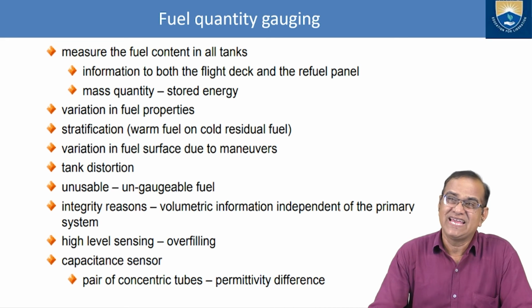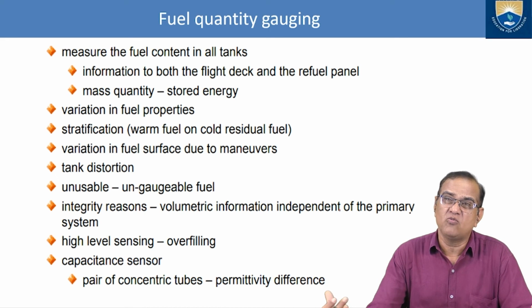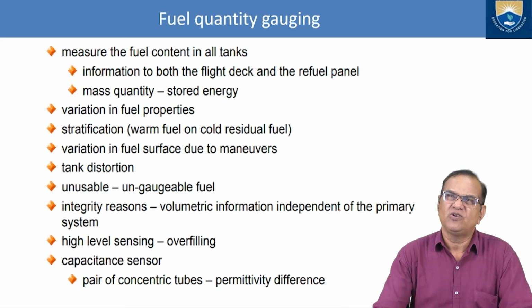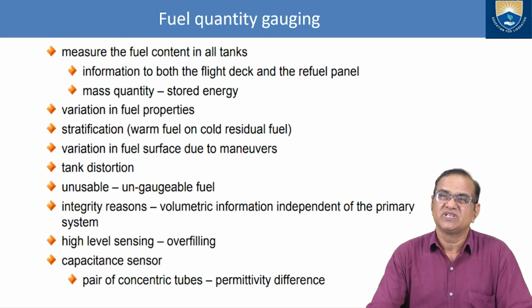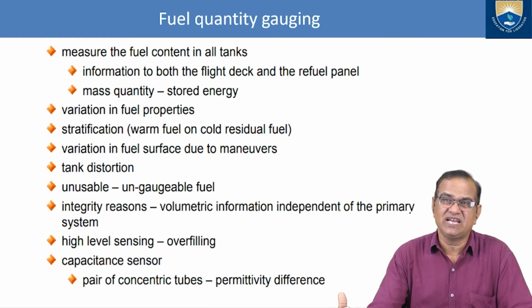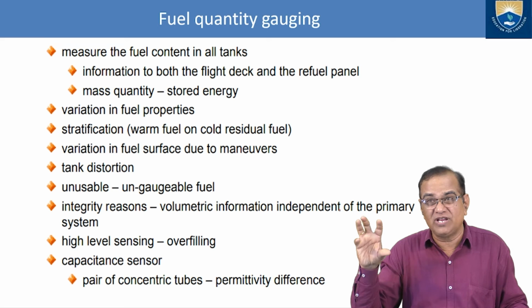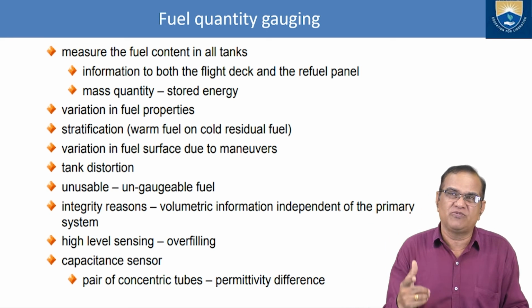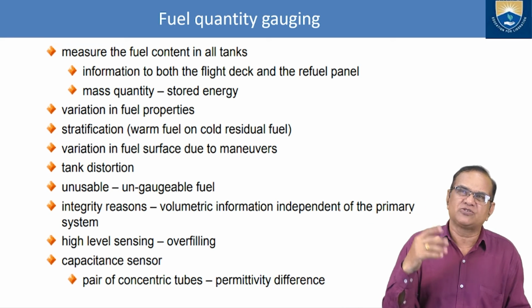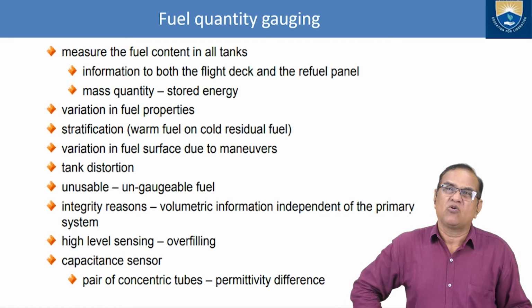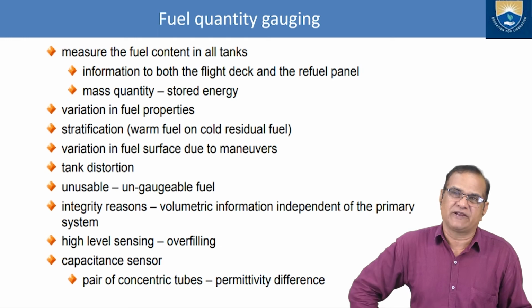Fuel quantity gauging: we should also be able to measure how much fuel there is in the tank. Measure the fuel content in all tanks. The purpose of this gauging is to measure how much fuel is there in each and every tank. Information to both the flight deck and the refuel panel. This information should be available at refueling. There is a panel I have shown you before, and it should also be available in the pilot cockpit at the flight deck. Mass quantity: how much quantity is stored and how much flow is there.